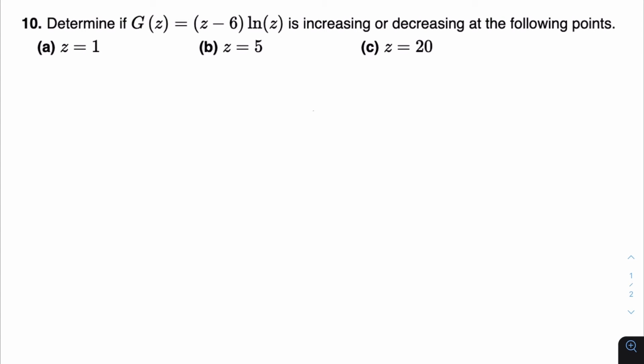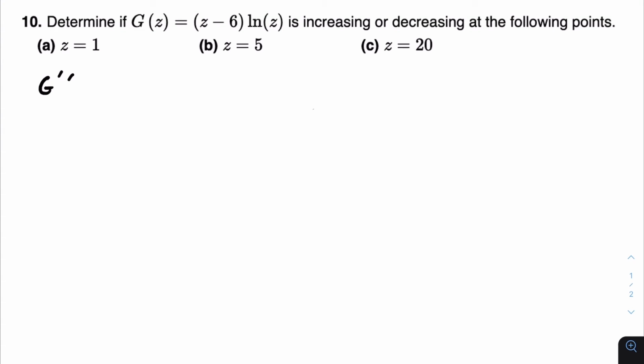So we have to determine if g of z, which is equal to z minus 6 times ln z, is increasing or decreasing at the following points. First thing we have to do is differentiate the function. So g prime of z is equal to, using the product rule, ln z plus z minus 6 over z. And now we just have to substitute the values of z in.